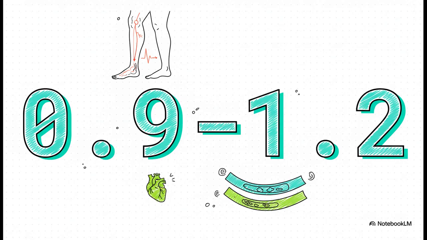But, and this is a big but, you have to watch out for patients with diabetes or chronic kidney disease. Their arteries can get as hard as a rock, literally calcified, so you can't compress them properly and you might get a falsely normal or even a crazy high ABI. It's a classic clinical pitfall.